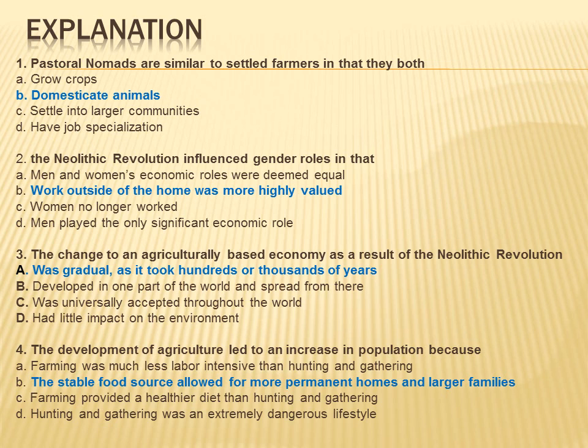So the last option, the stable food source allowed for more permanent homes and larger families. With an excess of food, more families can grow in size, and more people can specialize in jobs. So excess of food equals an increase in population.